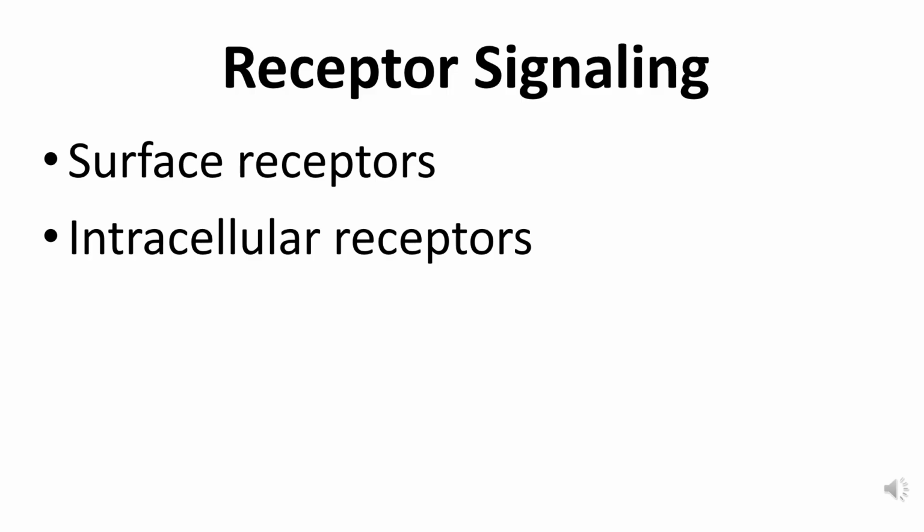Surface receptors are located on the cell membrane. They are used by water-soluble hormones. These hormones cannot pass through the lipid membrane directly, so they send messages from outside the cell. Peptide hormones and catecholamines use this pathway. Examples include insulin and epinephrine.